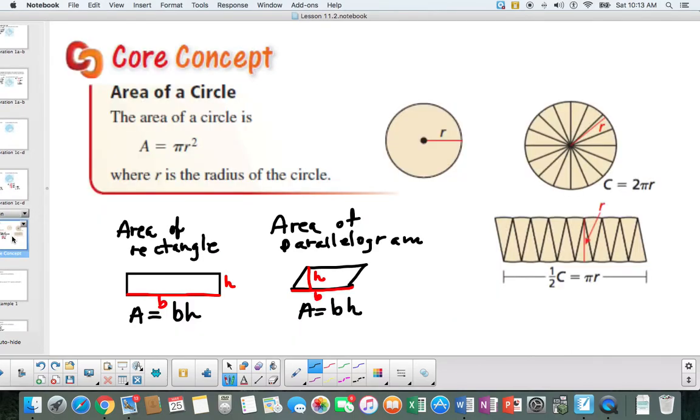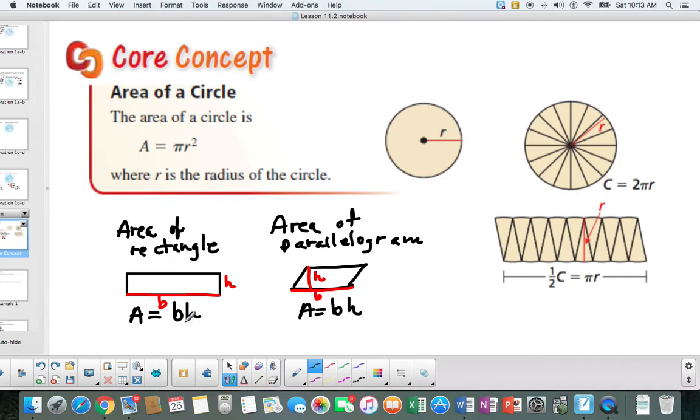Okay, so the area of a circle. The area of a circle is pi r squared. We're going to take this circle and divide it into little wedges, which are really called sectors, and then we're going to realign them so they look like this. It looks a lot like a parallelogram.